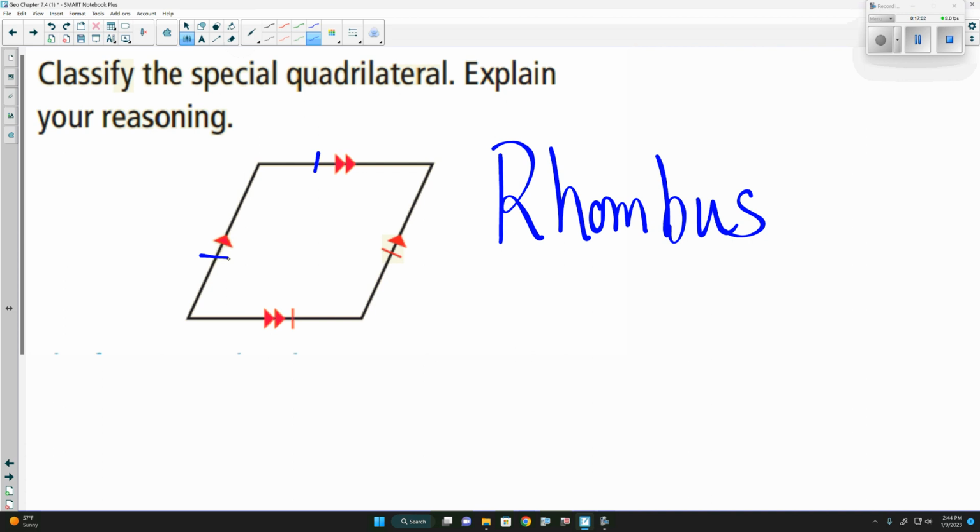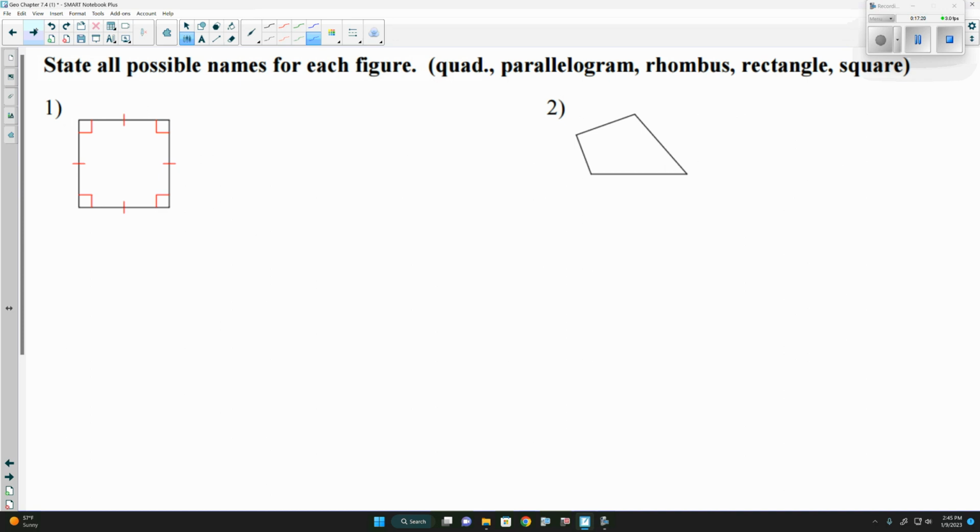Can I say all four angles are congruent? No. Could they be? Could, but again, that only works sometimes. So the most specific name we can give this one is rhombus. But it is still a parallelogram and a quadrilateral. How about number one? Square. Is that it? Parallelogram. Rhombus.